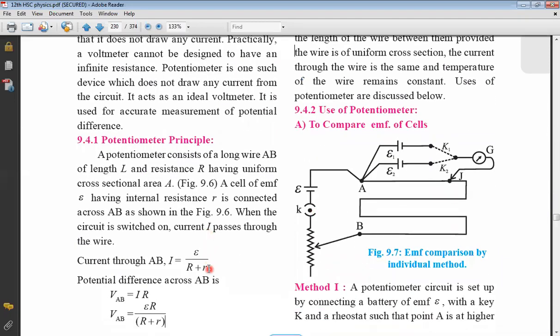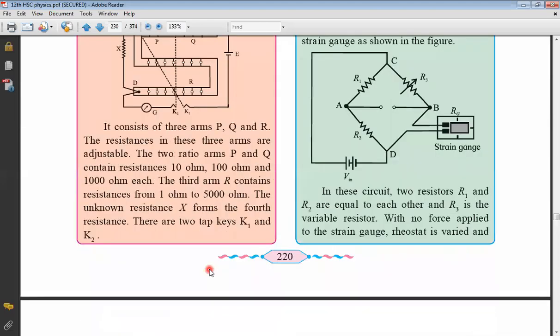Next, potential difference across wire AB. Just give me a minute.